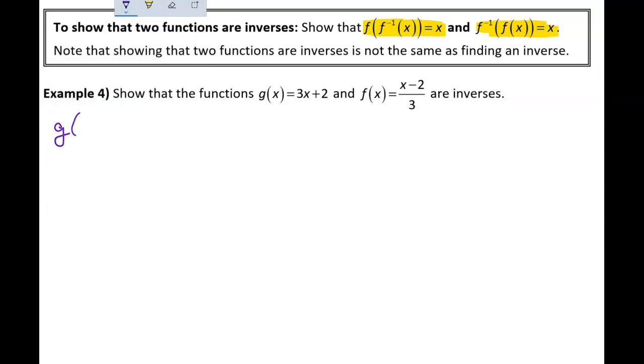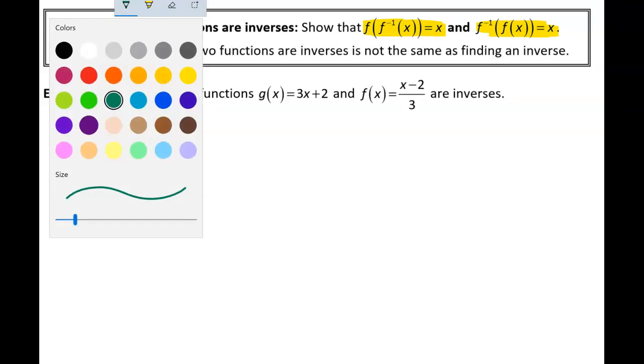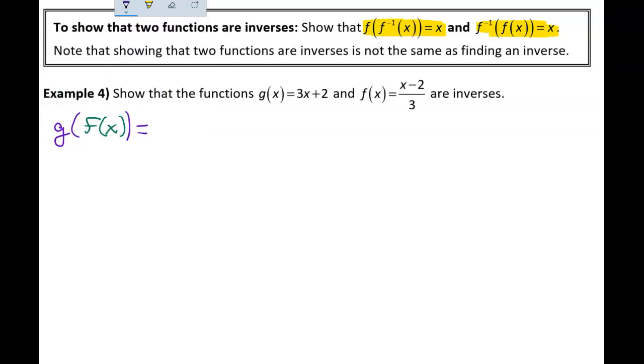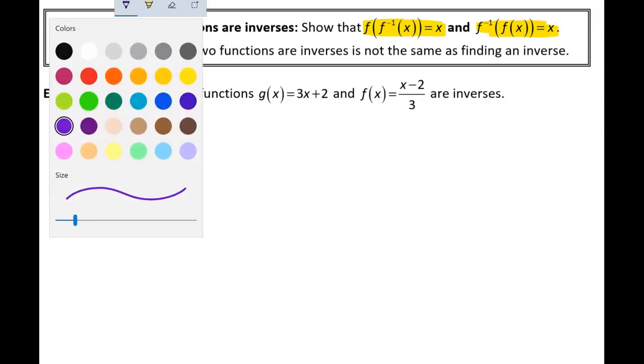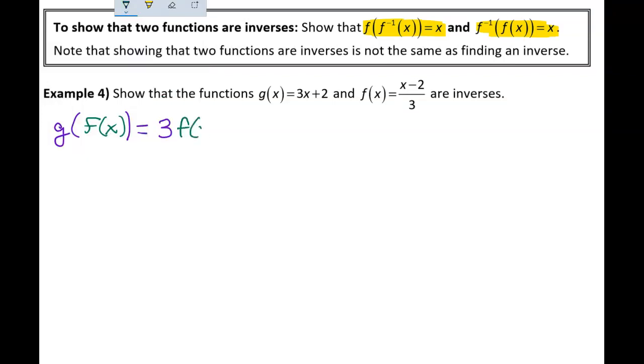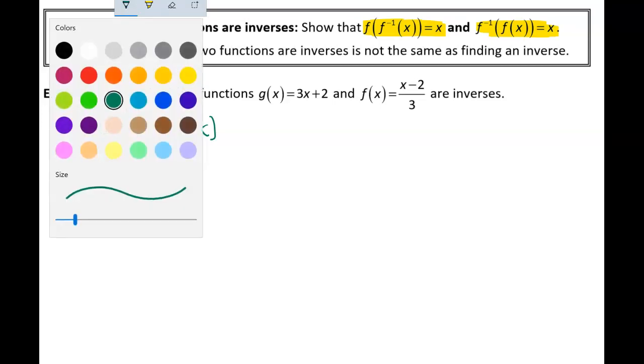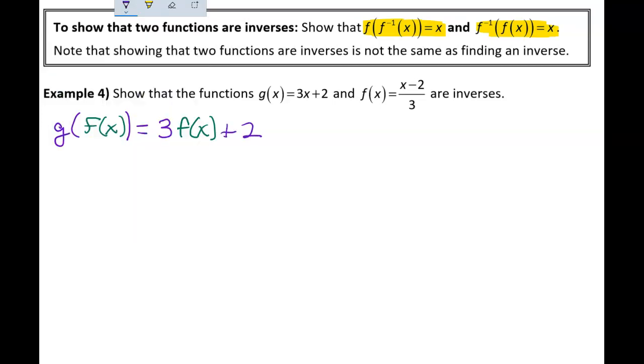g of f of x. So g of f of x is equal to 3 times f of x plus 2. Right? G of x is 3x plus 2, so g of f of x is 3f of x plus 2.